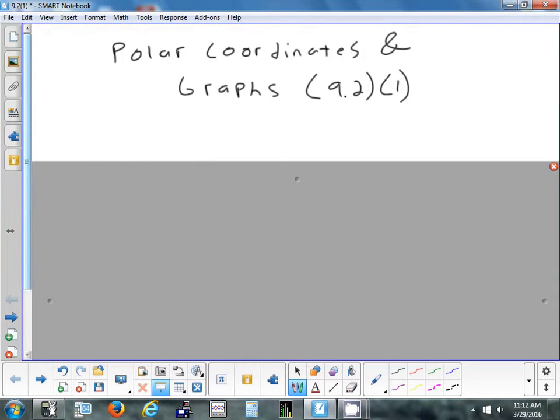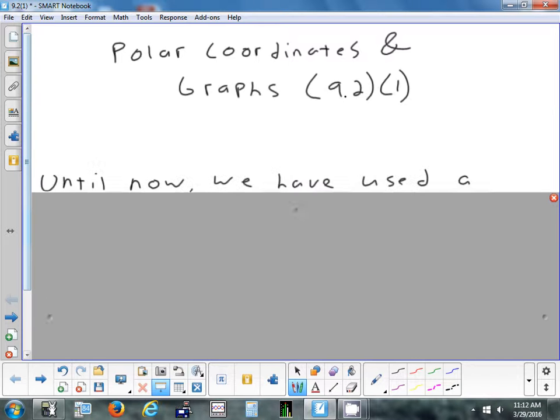All right, so let's take a look at section 9.2. Okay, we'll split this over 2 days, and we're going to look at our final coordinate system, which is polar. And we'll make some comparisons between this and parametric, and between this and y equals form.